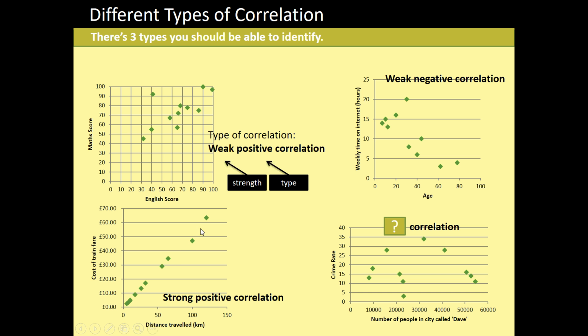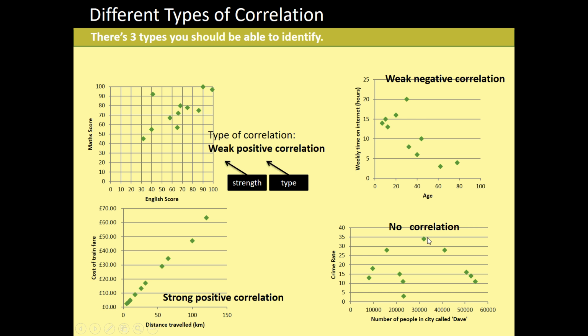And this last one, number of people in the city called Dave compared to the crime rate. There's no correlation. If you have more people in the city called Dave, it doesn't mean the crime rate's going to be higher. Similarly, if there's fewer people, it doesn't mean the crime rate's going to be less. And they're the three types that you need to identify: positive, negative, and no correlation.